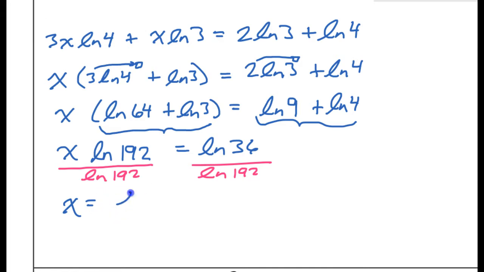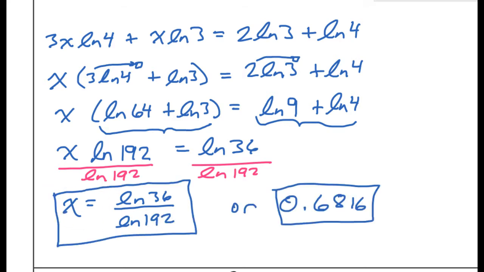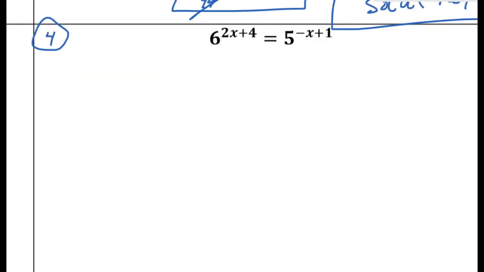Okay? So this is as far as we can go without a calculator. Using a scientific calculator, you would get 0.6816. But on your next test, when you won't be using a scientific calculator, you would just put this first box as your answer.